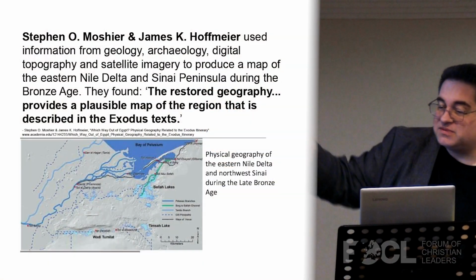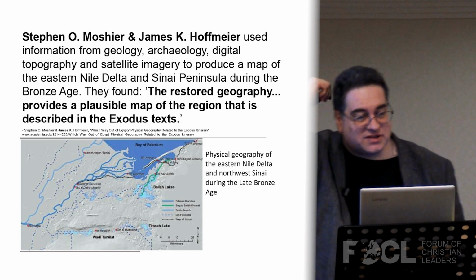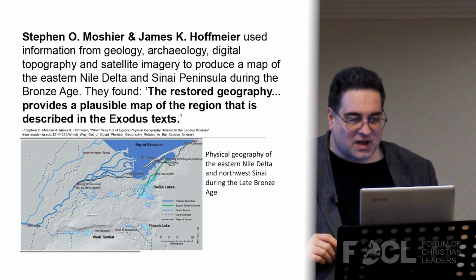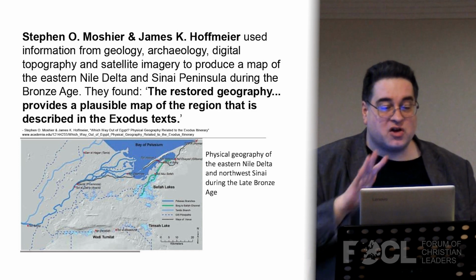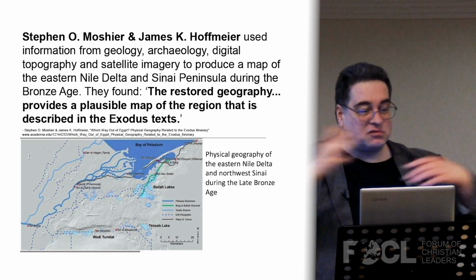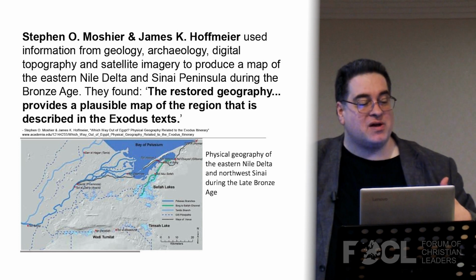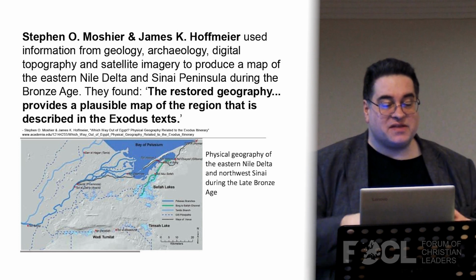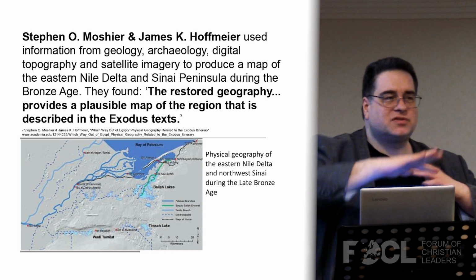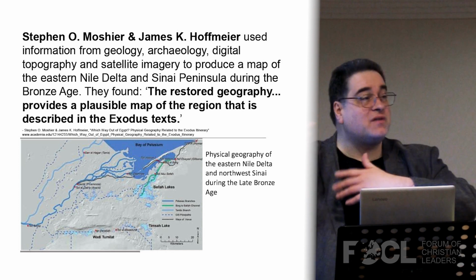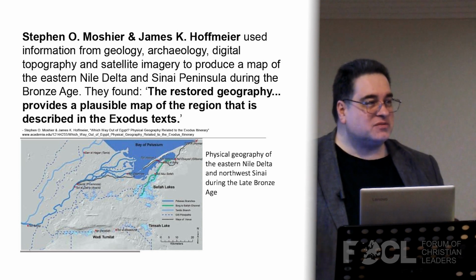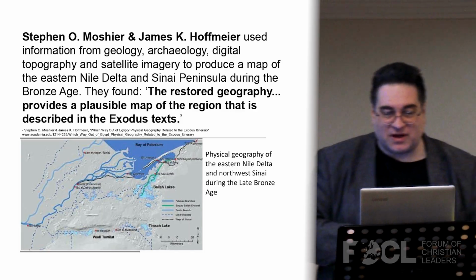Steve Mosher and James K. Hoffmeier, an Egyptologist well worth reading on the Exodus story, used information from geology and archaeology and digital topography and satellite imagery and put it all together to produce a map of the eastern Nile Delta and the Sinai Peninsula during the Bronze Age. Because, of course, waterways and rivers move over time, lakes dry up and new ones form, deserts shift around, and so on.